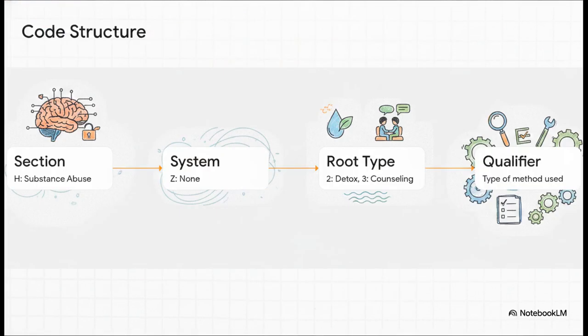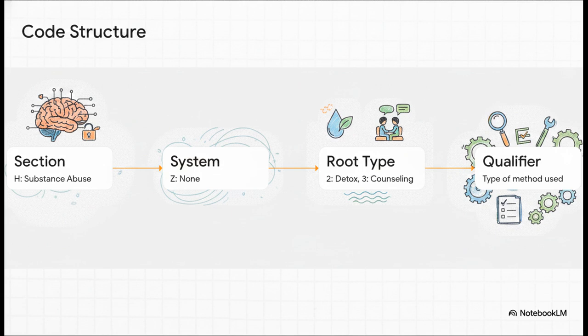Let's look at the methodical process of building one of these codes. In ICD-10-PCS, we always start in Section H for substance abuse treatment. The body system is Z, which just means none. The real magic happens in position 3, the root type. Like I just mentioned, a 2 is for detoxification, while a 3 is used for individual counseling. Finally, position 4 is our type qualifier, specifying the exact method used.